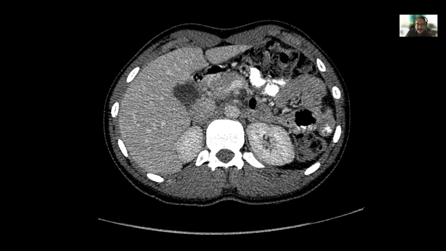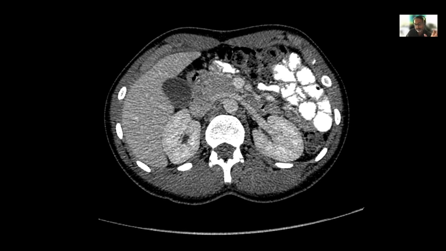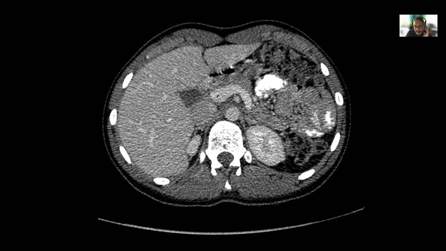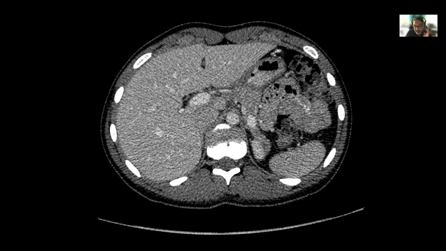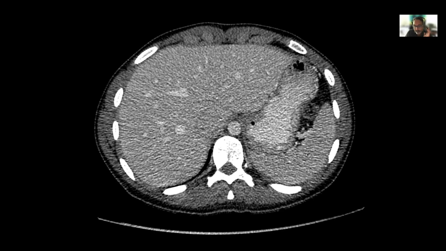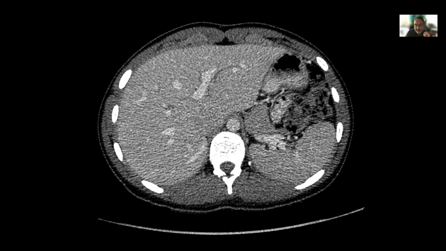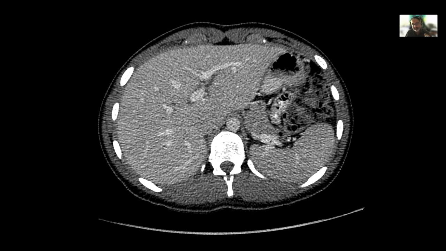Otherwise you could lose it. There's another landmark that could help you, and that is this. Let me show you the pancreas. So come to the spleen, and once you are at the spleen, you come to the hilum of the spleen. And at the hilum of the spleen, if you follow it, you'll follow this vessel, and this is the splenic vein.